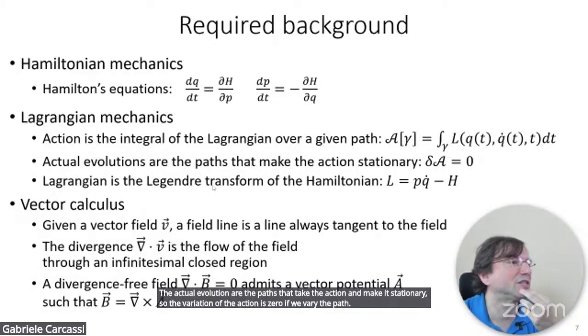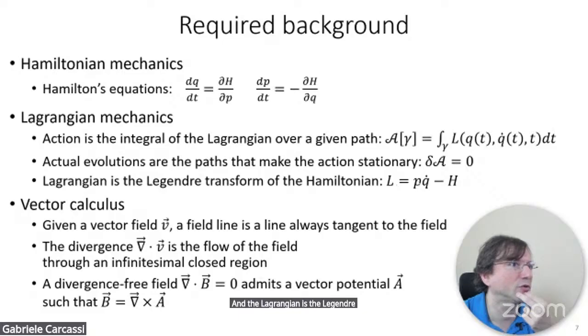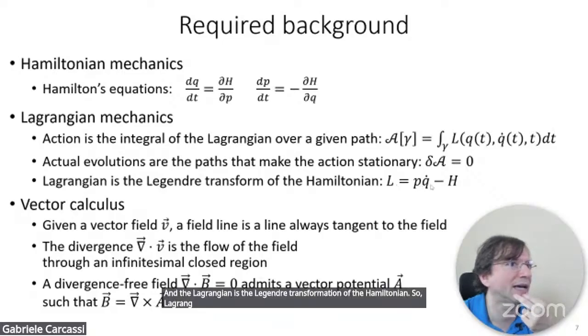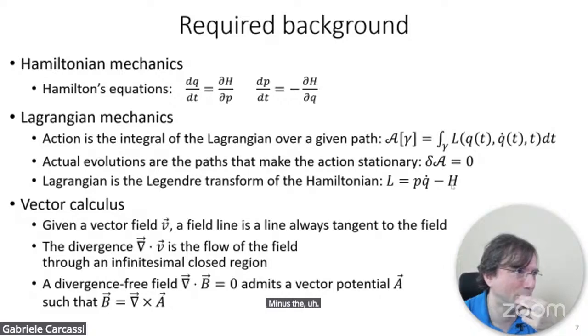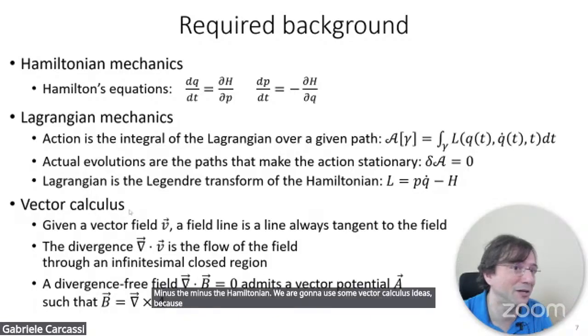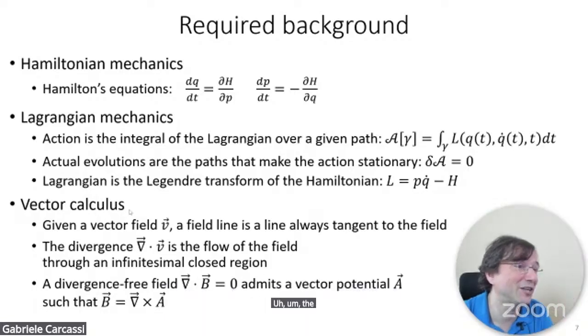And the Lagrangian is the Legendre transformation of the Hamiltonian. So the Lagrangian is position times velocity minus the Hamiltonian. We are going to use some vector calculus ideas, because what we basically show is that the principle of stationary action is just an application of vector calculus.